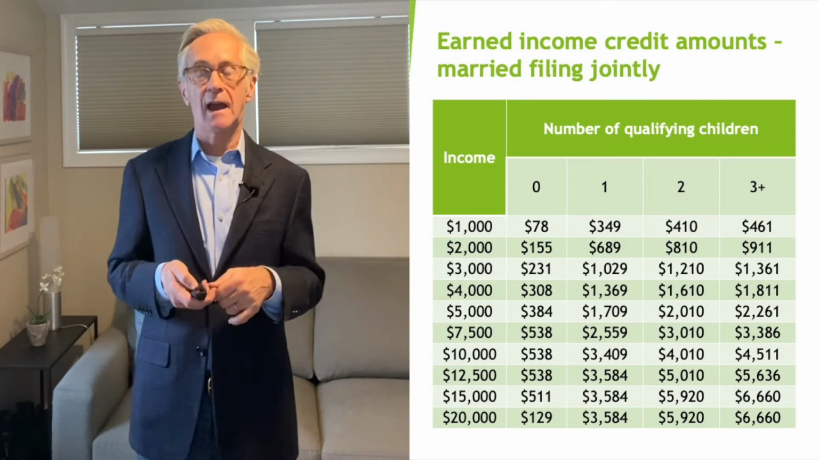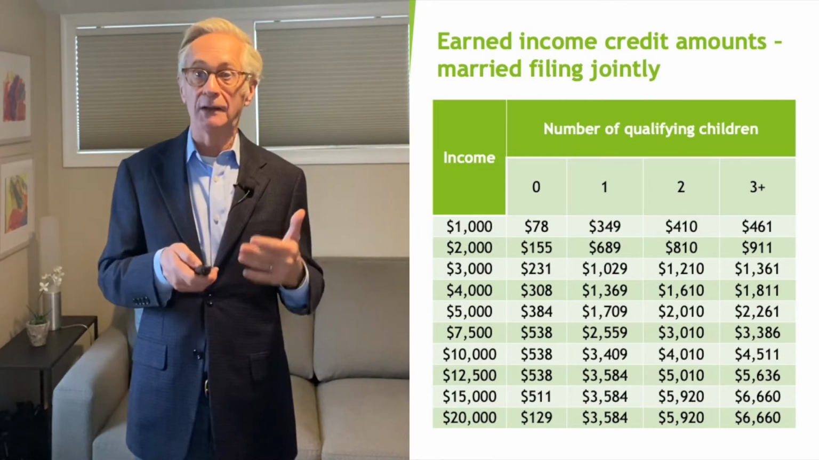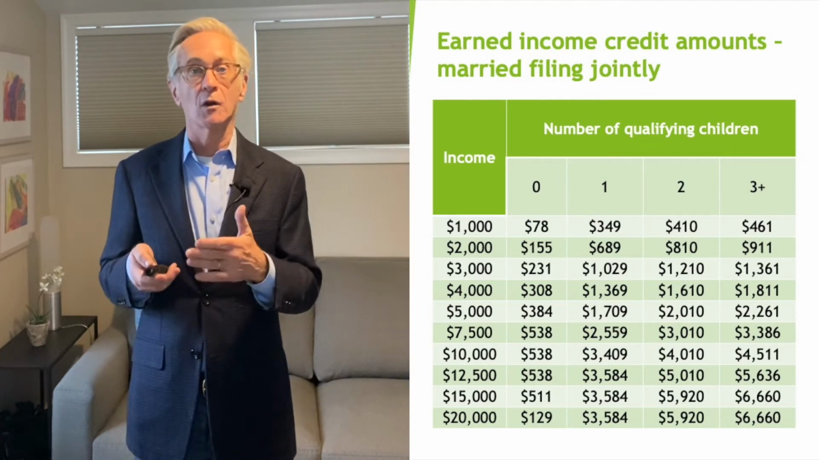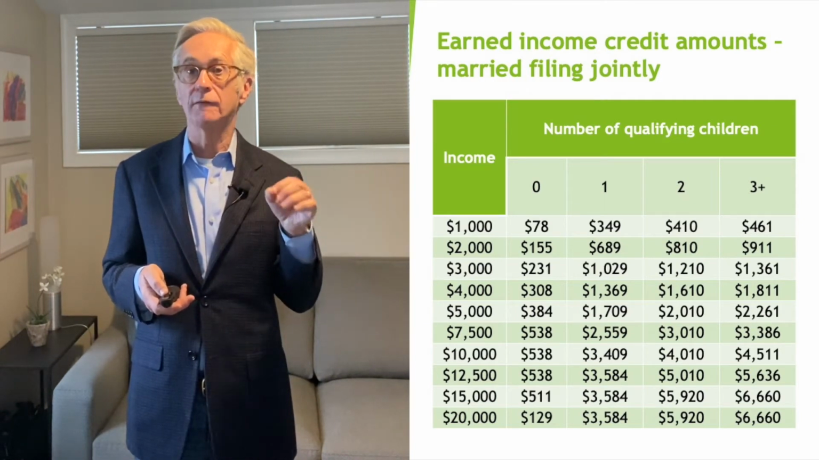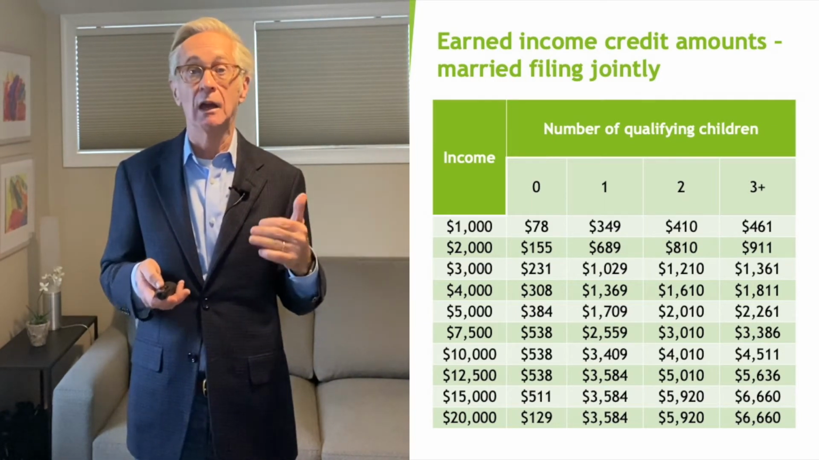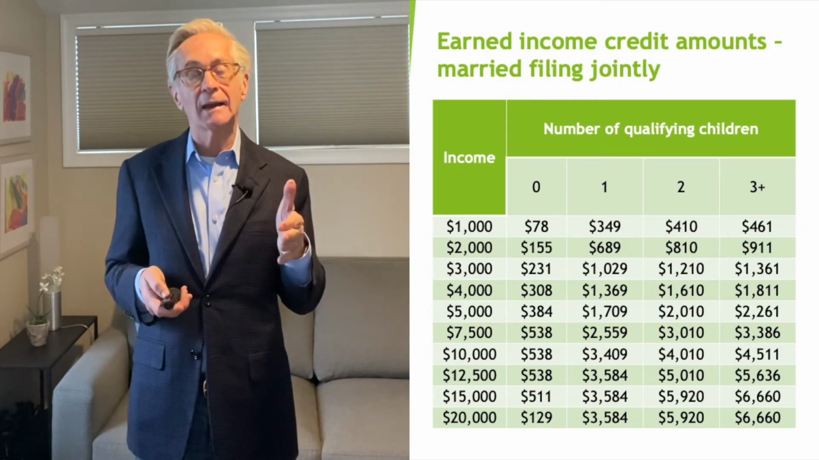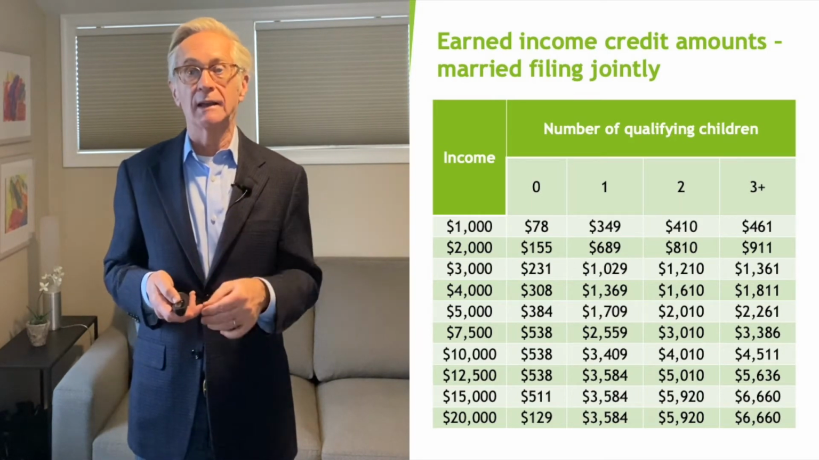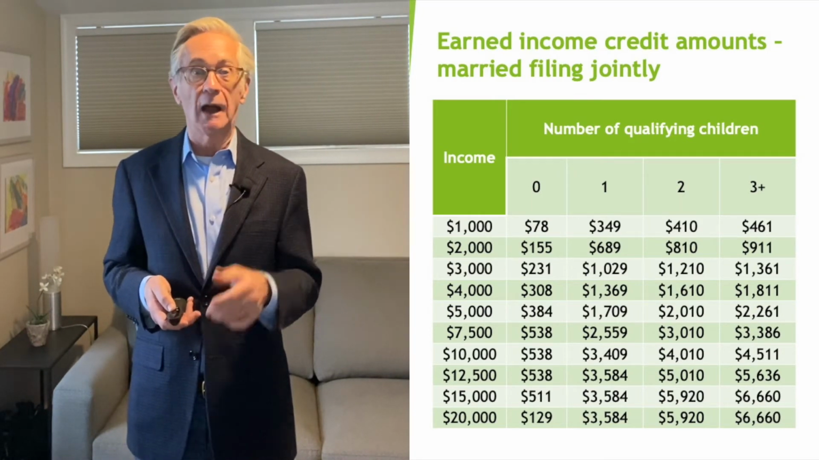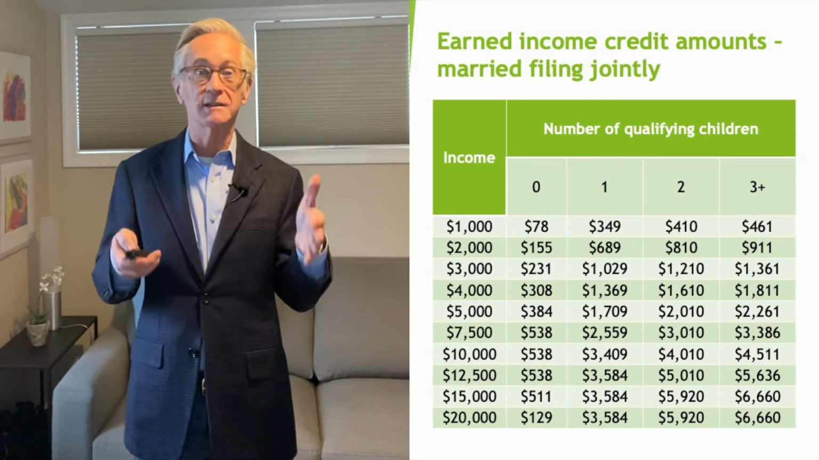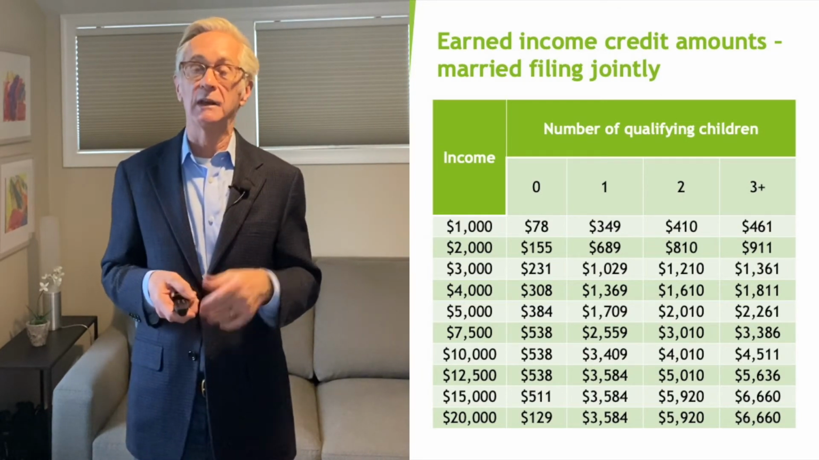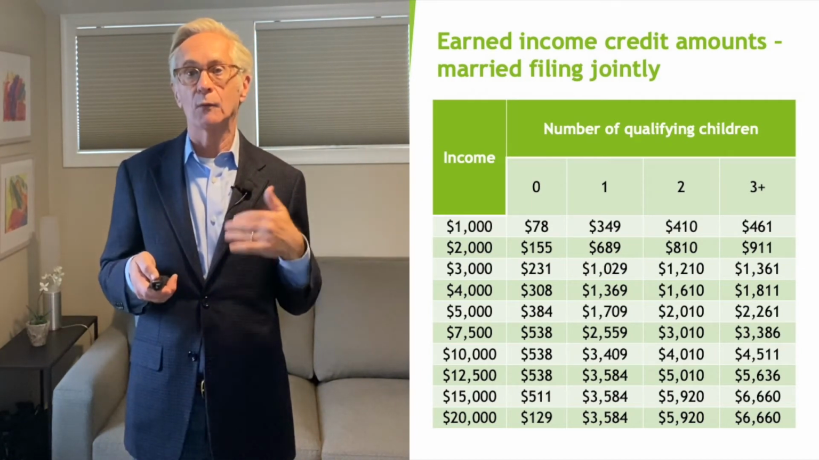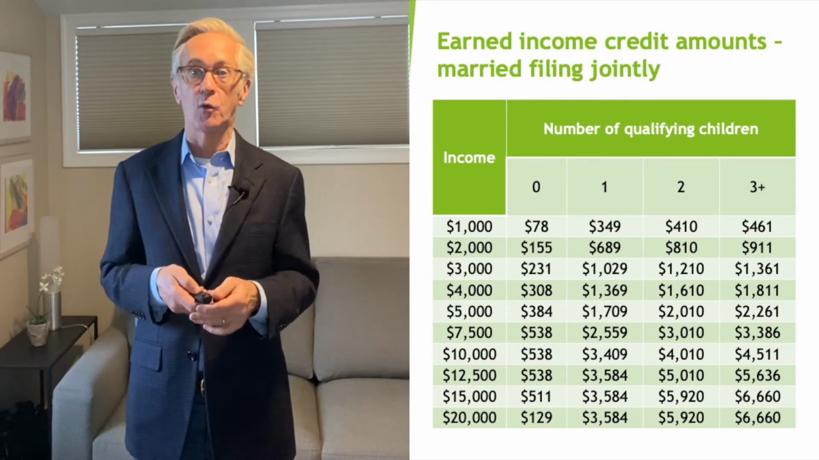So let's take, for example, a married couple with combined earned income of $20,000, and let's say they have 3 or more qualifying children. Once you get to 3 qualifying children, it doesn't matter how many more you have for purposes of the earned income credit. So in that example, $20,000 of income, 3 or more qualifying children, their credit is $6,660. I hope some of you are looking up numbers here and getting pretty excited about how much the earned income credit can be. Some of you may be a little disappointed, especially if you have no qualifying children. The credit's pretty low. It really is much, much higher for people with qualifying children.